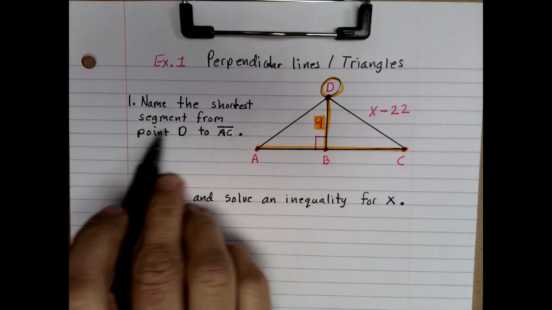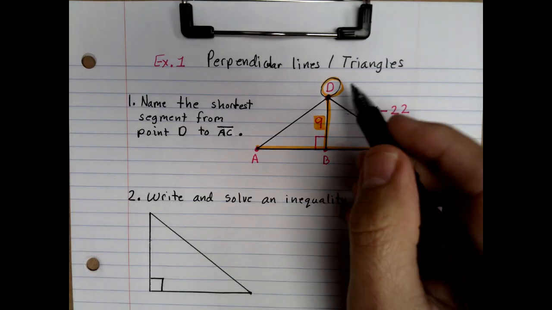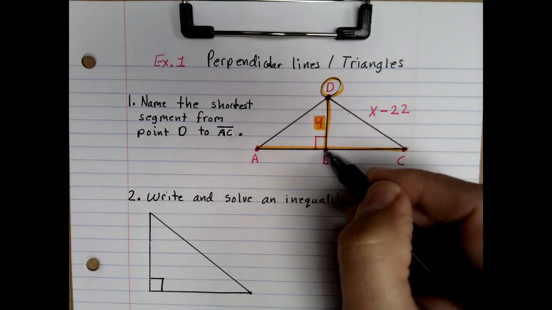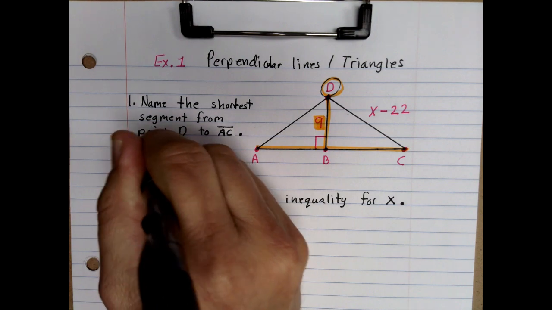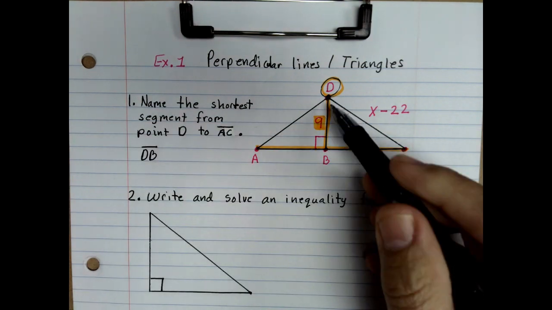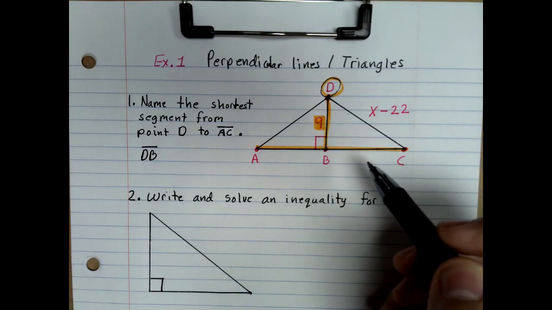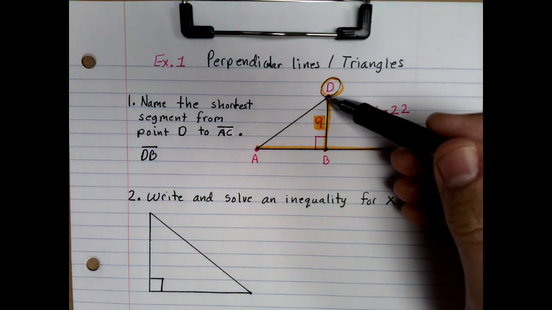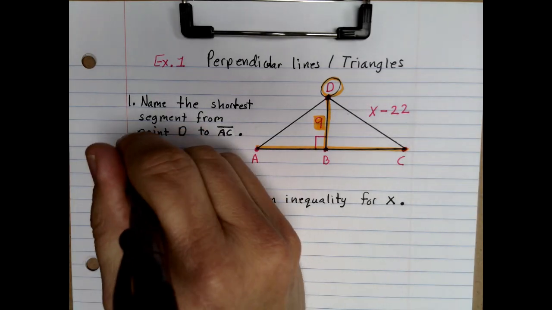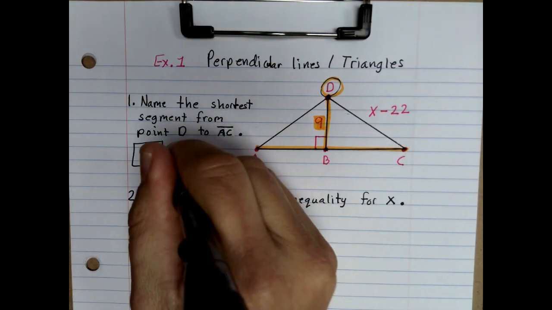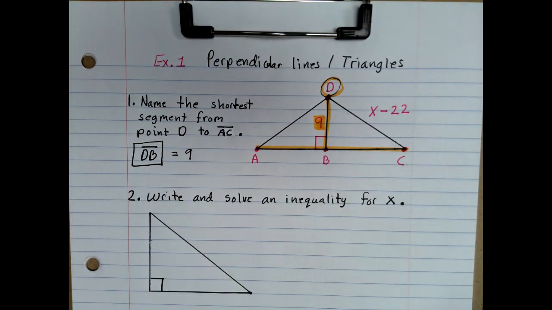So what we can do here, when it says name the shortest segment from point D to AC, we can actually say it's DB, because that's the name of the line segment. Notice they didn't ask for the length, they just said name the shortest segment from point D to AC. So the shortest segment would be DB, this leg right here. So I'm going to go ahead and just box that answer. And remember that is equal to 9 units. But this is your answer.